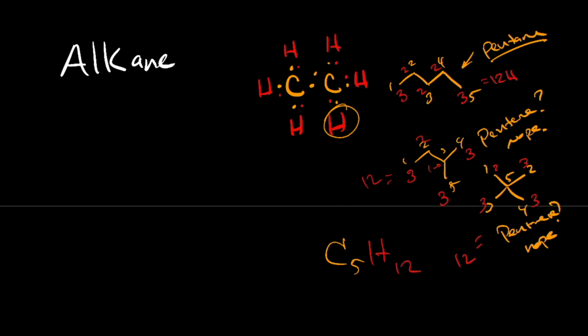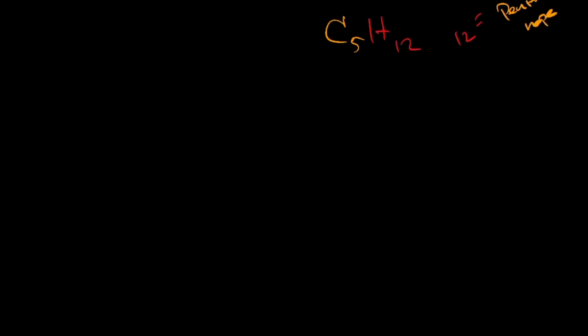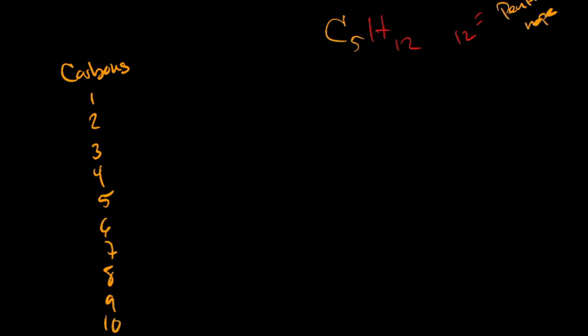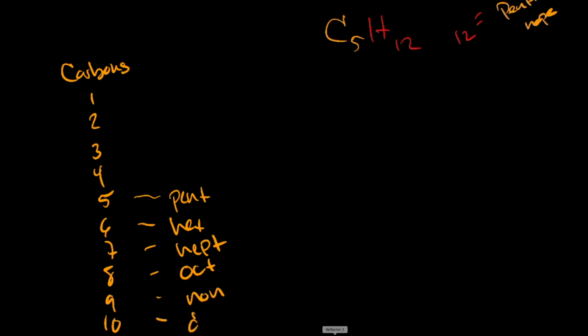I think you can probably figure the Greek bits that 5 carbons are pentane. In fact, we can go ahead and write this down, if we just write the number of carbons, 1, 2, 3, 4, 5, 6, 7, 8, 9, 10, right? The number of carbons, basically starting with 5, it's all Greek. That's pentane, and then 6 would be hexane, and then 7 would be heptane, 8 would be octane, 9 would be nonane, and 10 would be decane.